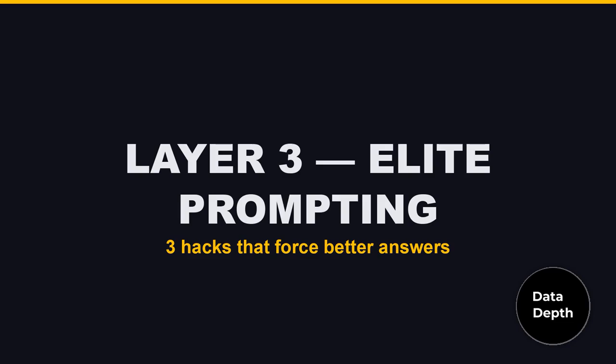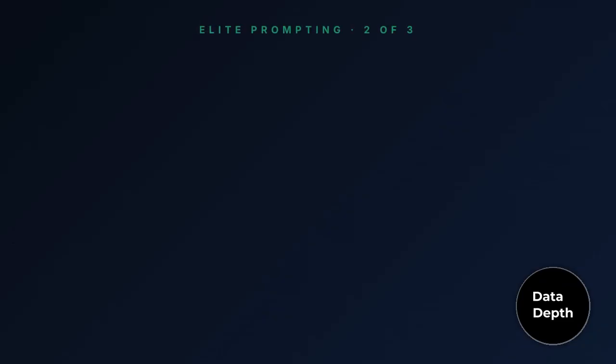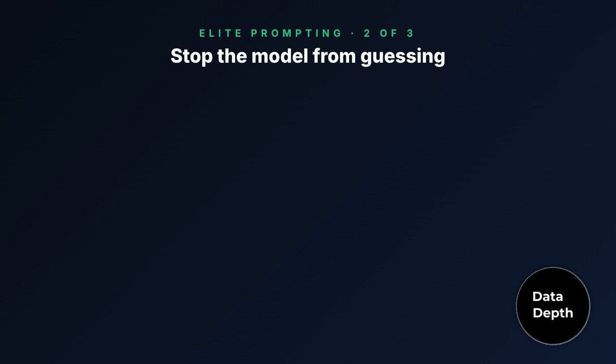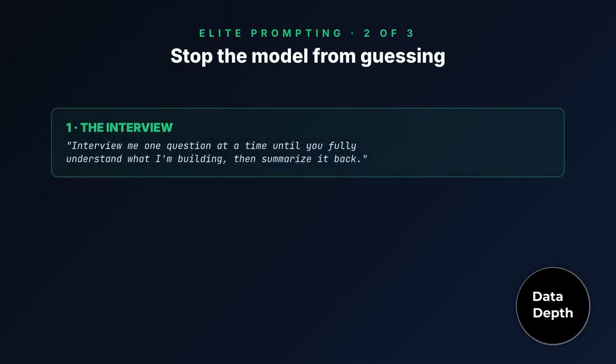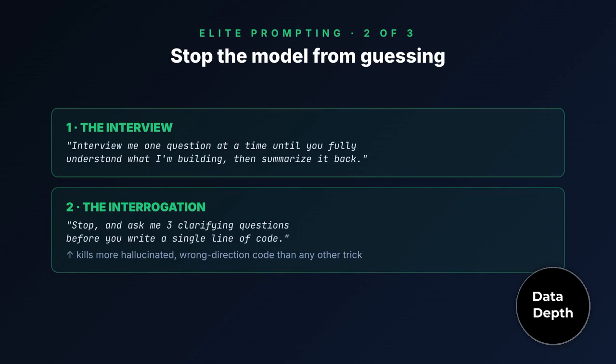Layer 3, prompting. Not tricks to sound clever. Techniques that structurally force the model to give you better work. 3 of them. Hack 1, the interview. Instead of dumping a giant wall of text describing your project, flip it. Tell Claude to interview you. Say, "Ask me questions, one at a time, until you fully understand what I'm building, then summarize it back." The model pulls the context out of you in the right order, and you end up with a far sharper spec than you'd have written cold.